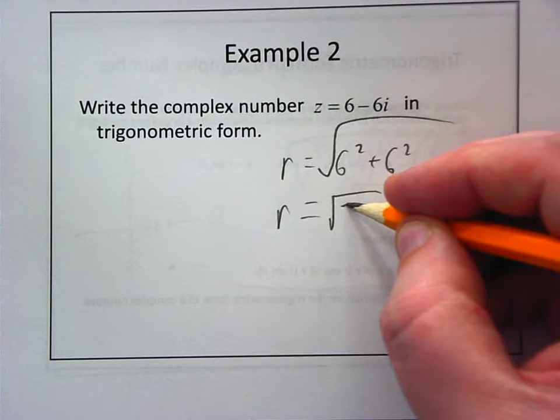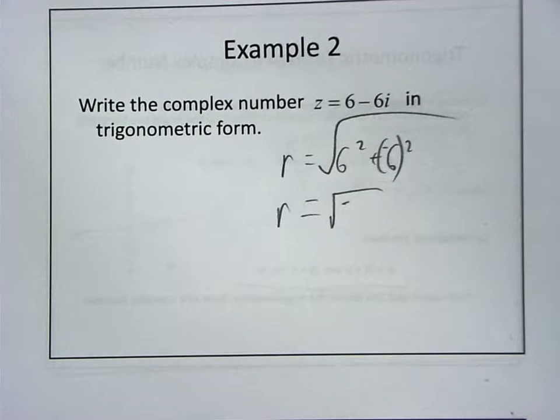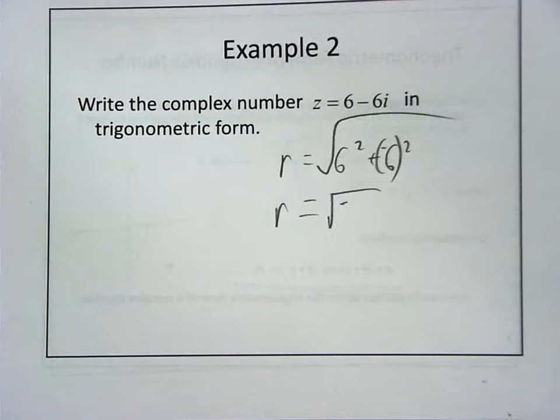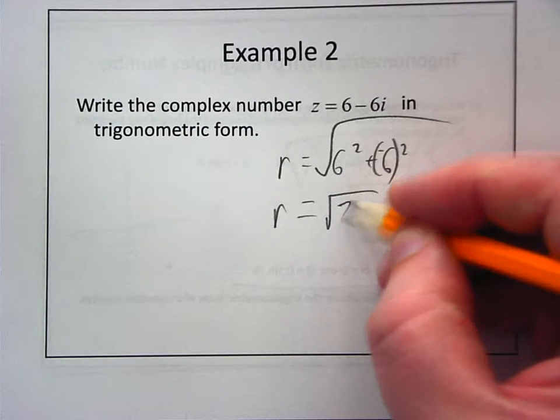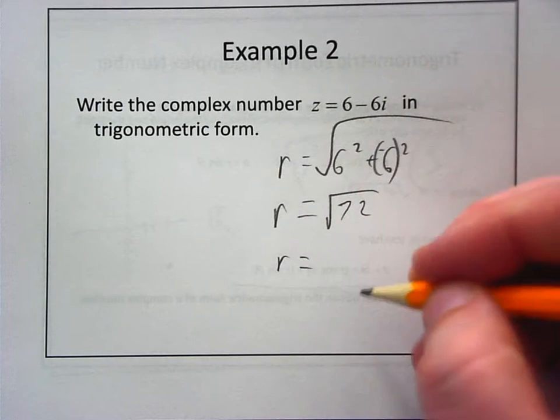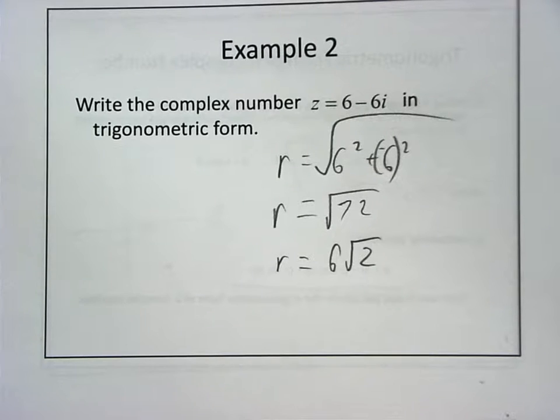Wouldn't it be minus 6 squared? Well, it'd be negative 6 squared, but yeah, when you square a negative, it flips to a positive. But you're right, that would be negative. What goes under the radical? 72. And then what does that simplify to? 6 root 2. So that's your radius.